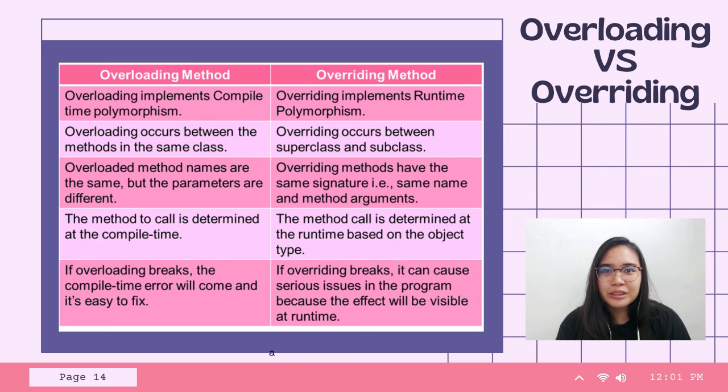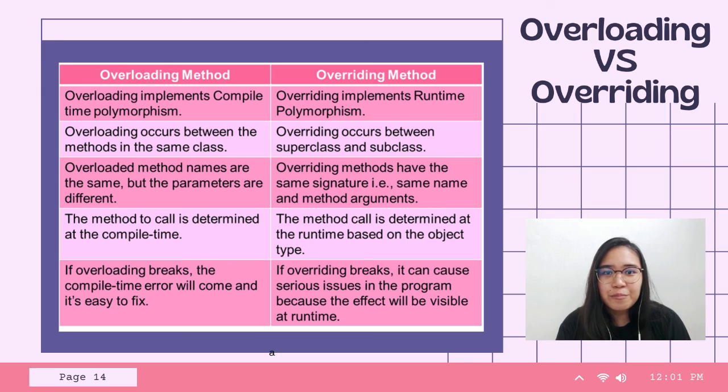Compile time is the period when the programming code is converted to the machine code, while runtime is the period of time when a program is running and generally occurs after compile time. Secondly, method overloading occurs between the methods in the same class, while method overriding occurs between superclass and subclass. Another difference is that overloaded method names are the same except their parameters, while overriding methods have the same name signature. This means the same name and method arguments.